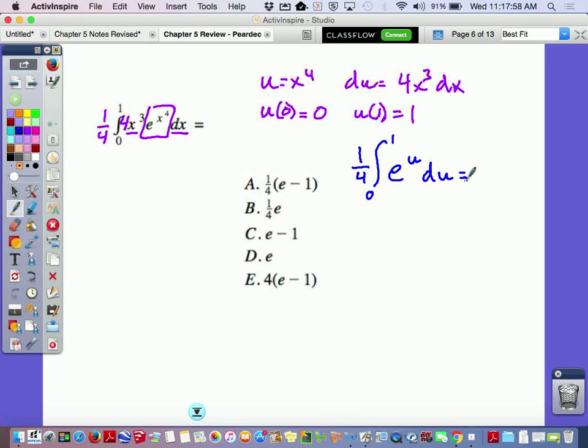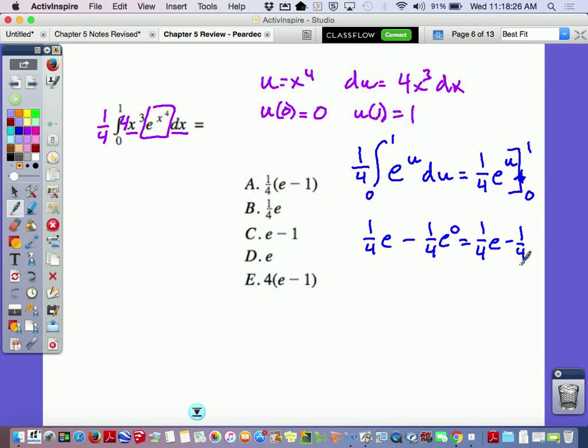The antiderivative then is just the same. It's a nice and easy function to work with. So our antiderivative is going to be 1/4 e to the u plus, oh, not plus c, it's a definite. So I'm going to plug in 0 and 1. When I plug in 1, I get 1/4 e to the first minus 1/4 e to the 0. E to the 0 is just equal to 1, so we're left with 1/4 e minus 1/4.